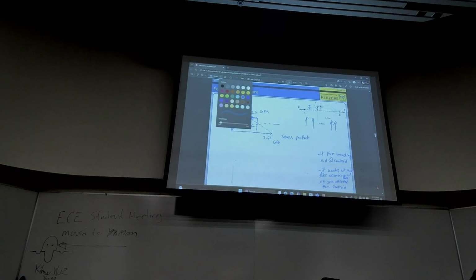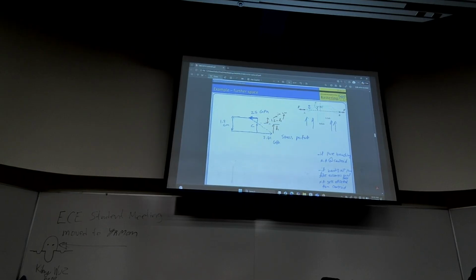So let me choose a different color. Let's call this h. And we know that this is 1.2 centimeters minus h. If I write this in centimeters, this is also in centimeters. Stay with one. If I want to convert it to SI, convert both to meters. So all of these units are in centimeters now. How do I calculate this?